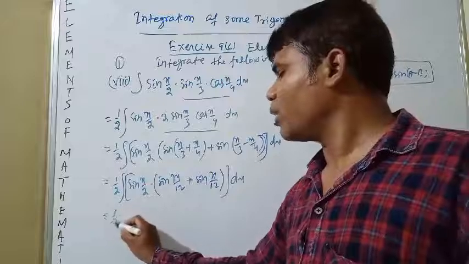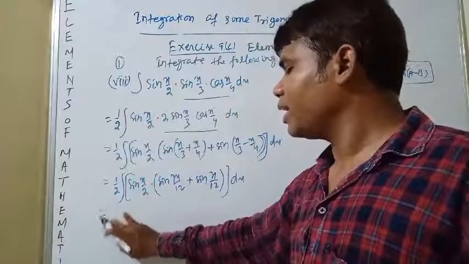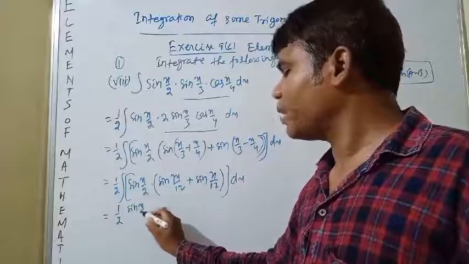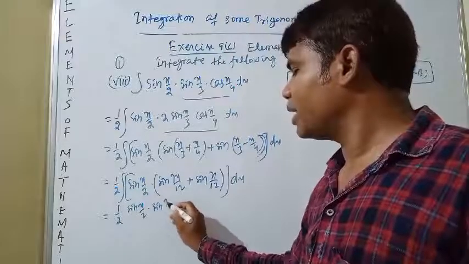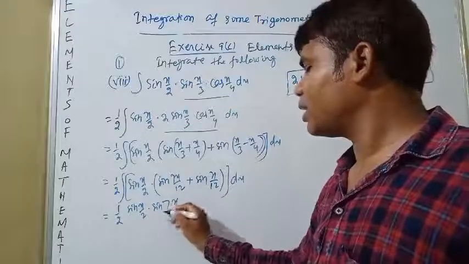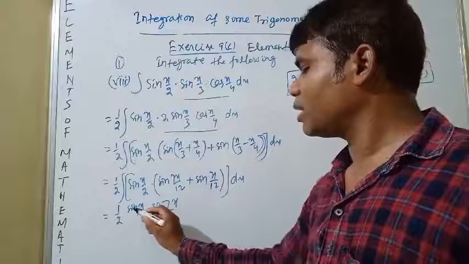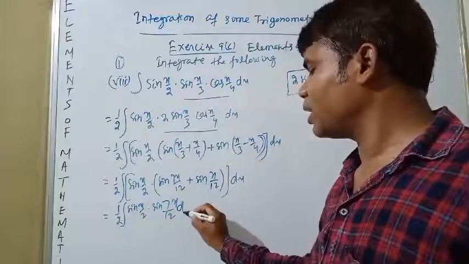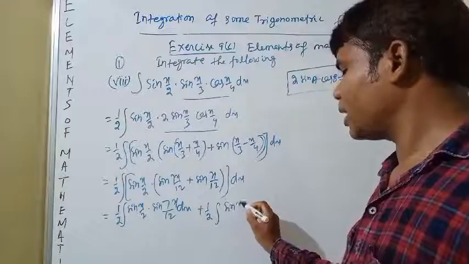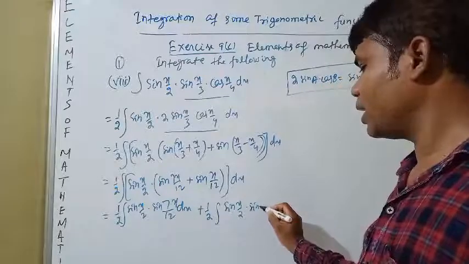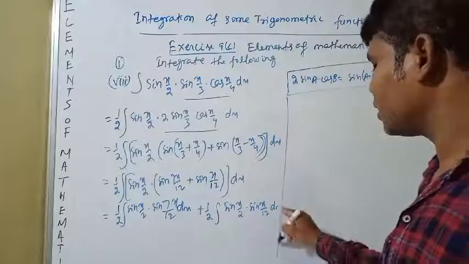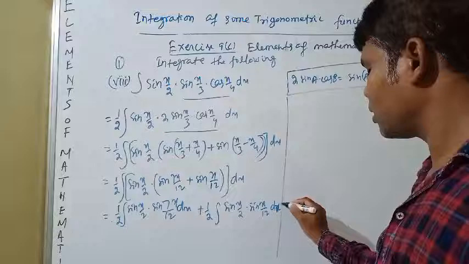Is equal to half, multiply and separate it: half integration of sin x by 2 into sin 7x by 12 dx plus half integration of sin x by 2 into sin x by 12 dx.